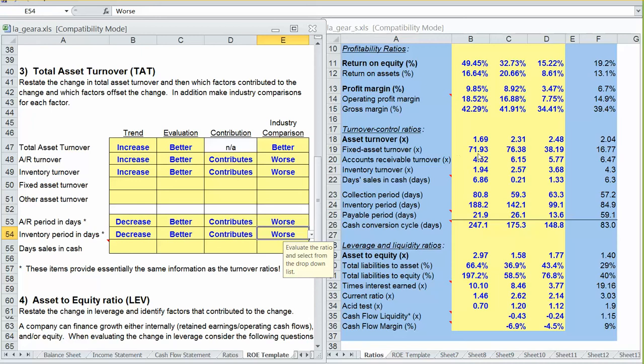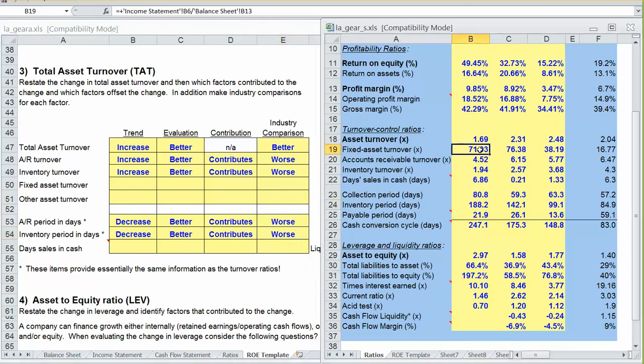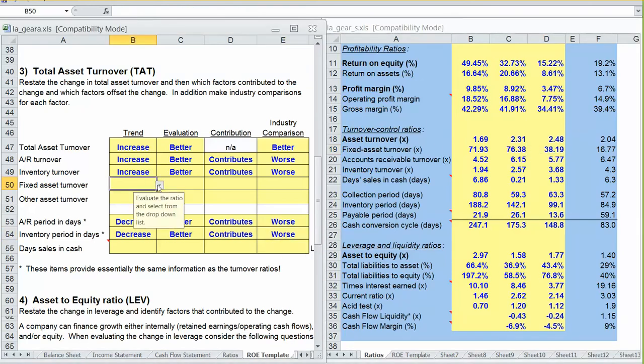Fixed asset turnover. We were turning over 71, now we're at 38. Typically, we don't really think about fixed assets in terms of turnover, but this means that we had $71 in sales for every dollar invested in fixed assets back in 1988. Now we've got $38 in sales for every dollar in fixed assets. So our fixed asset turnover has decreased, which is worse. We're not quite as efficient with our fixed assets.